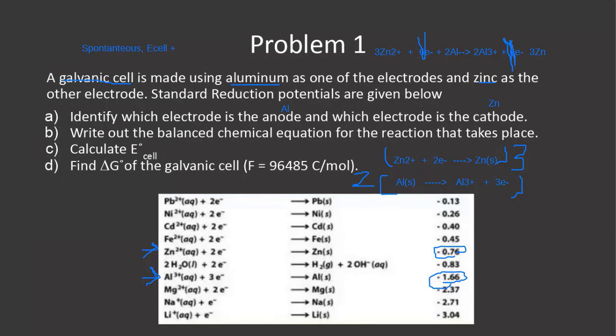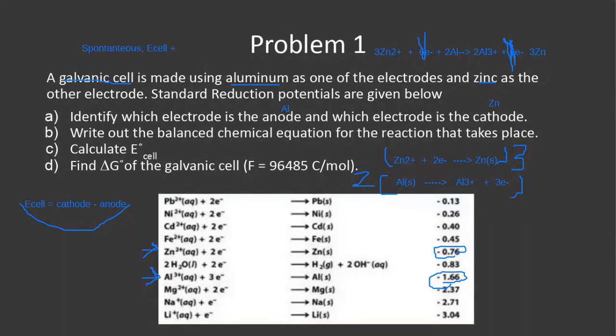Cool. So part C is calculating the E cell. Anyone remember how to do that? Anyone? I'm going to do cathode minus anode when we're doing the E cell in that format. The thing is, there are 2 strategies you could really take. You can do the straight formula version, or you can remember that you're flipping it and change the sign. You get the same answer no matter what you're doing.